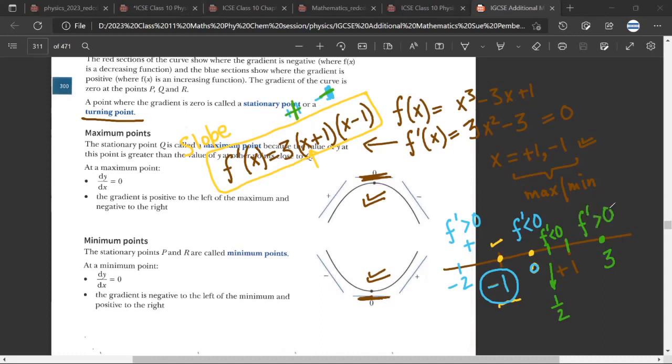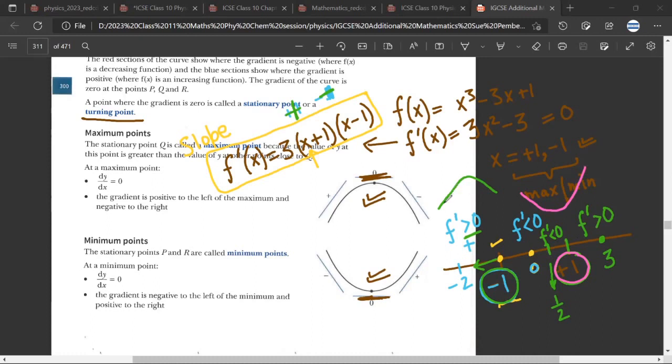Now let us try to interpret what is happening. At point minus 1, my slope on the left is positive. The slope is positive, it reaches 0 and then it turns negative. Is it making sense? Again, if I look at plus 1, on the left of plus 1 the slope is negative, comes to 0 and then takes a positive turn. Is it making sense? Yeah.